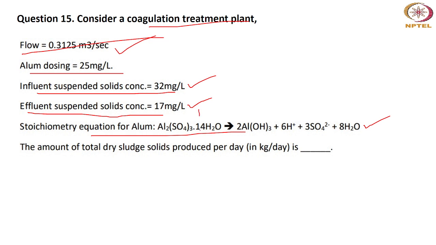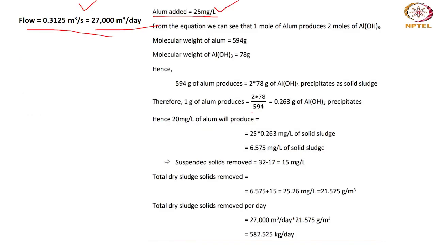for one equivalent of alum, I'm getting two equivalents of Al(OH)3. Or better to say, for 1 mole of alum it produces 2 moles of Al(OH)3. I already discussed a similar concept in the last session, that I can remember. So 1 mole of alum produces 2 moles of Al(OH)3, aluminum hydroxide, and the molecular weight of alum is 594 gram.